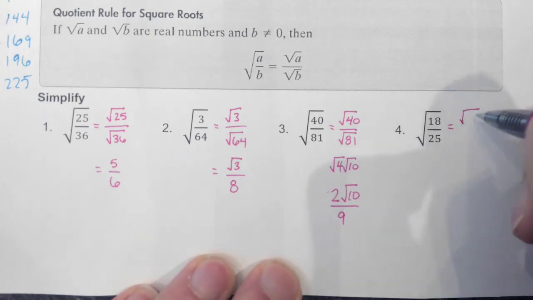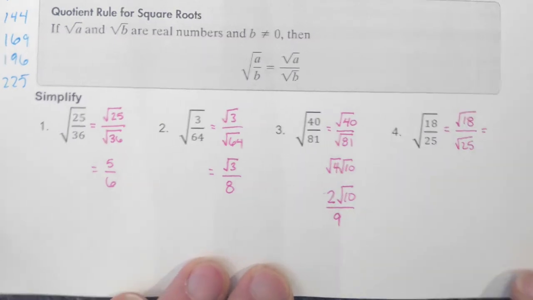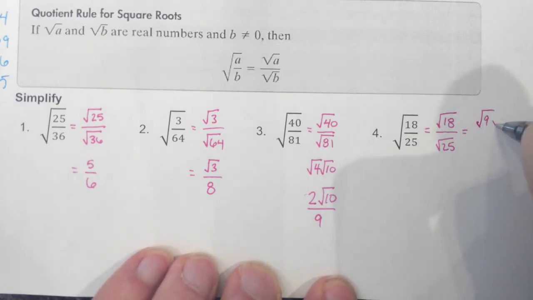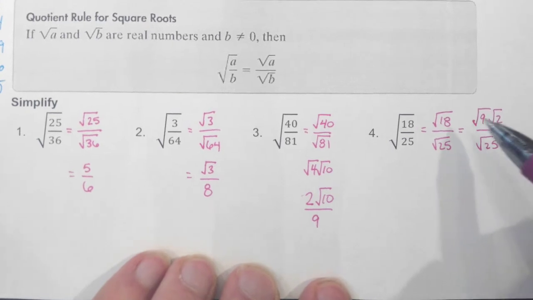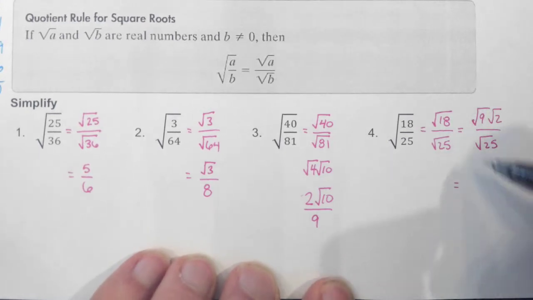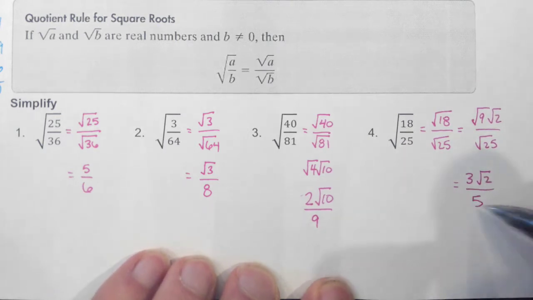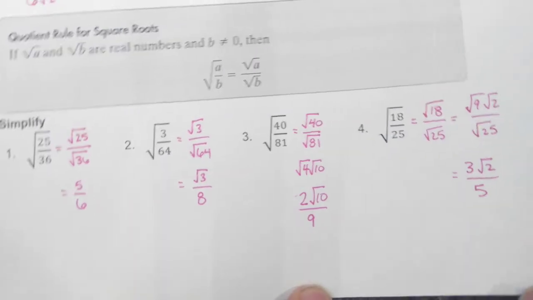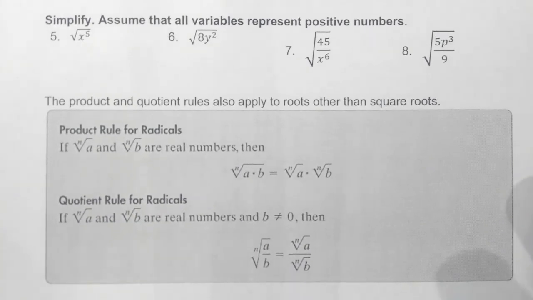So you should have done the square root of 18 on top, the square root of 25 on bottom. 18 is divisible by the perfect square 9, so 9 times 2 is 18. And last thing, we would have the square root of 9 is 3, square root of 2, and the square root of 25 is 5. Again, the 3 and the 5 don't reduce, so that's going to be our final answer there. So you can see this isn't too difficult of a process. You just got to know your perfect squares.